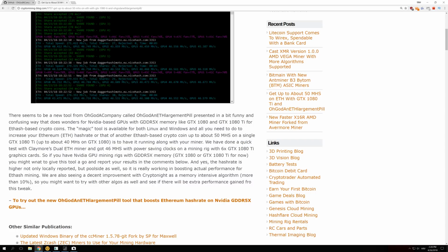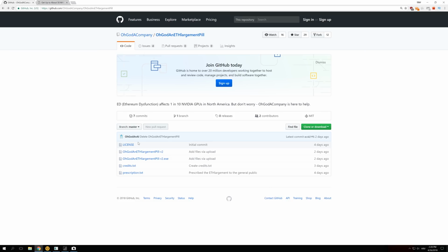So the way to do this is to go to GitHub, download this executable file, and give it administrative rights when you run it. But please don't use it on your main rig where you might have some important files or where you might be gaming. Just use it on your rig where you don't have any important files at all.